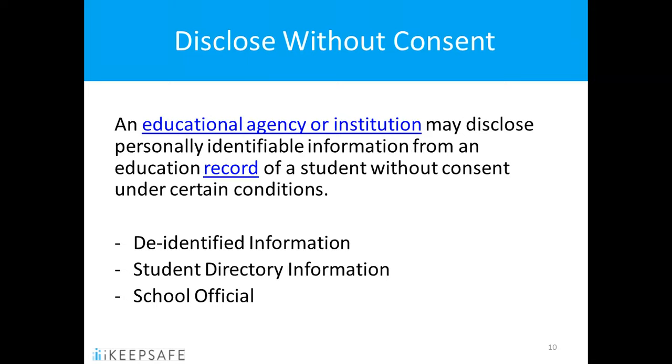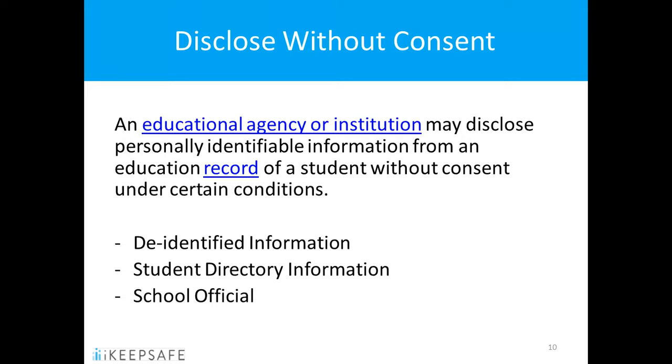There are limited exceptions in which FERPA allows for a school to disclose PII from an education record of a student without consent from the parent or eligible student. Here are a few of the exceptions that most closely relate to educational technology companies. Schools can disclose de-identified information. That is information from which all PII has been removed and/or a reasonable determination has been made that a student's identity is not personally identifiable.